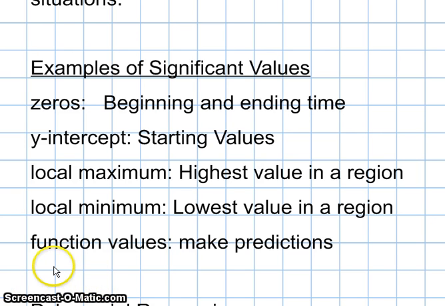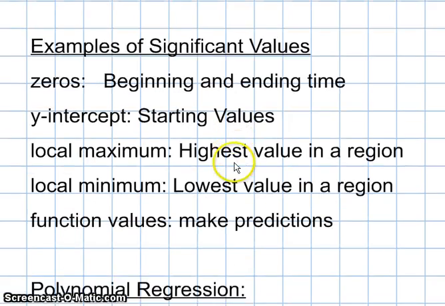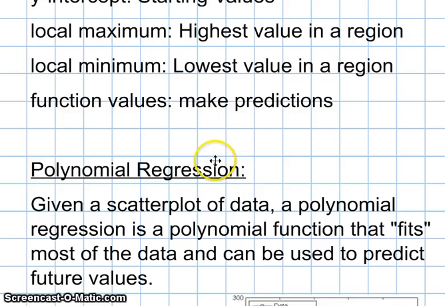And if I actually have the function that models the situation, I can plug in different values to be able to make predictions that may not be part of my data. So how do we come up with or determine the polynomial function to use? Well, that's where polynomial regression comes in.